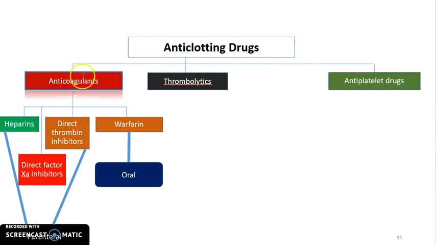So next on the anticoagulants, or the anticlotting drugs. Of the heparins and direct factor 10 inhibitors, and we've talked about direct thrombin inhibitors. So the next on the list is warfarin, which is usually given orally.